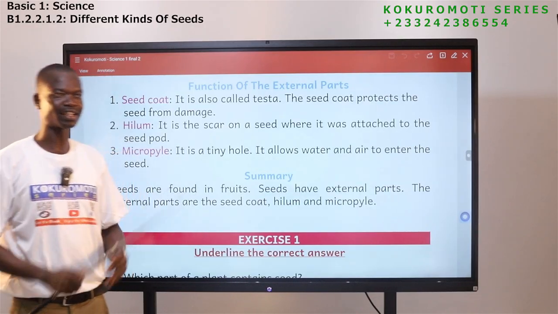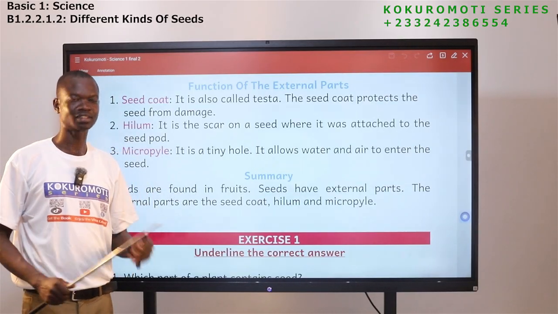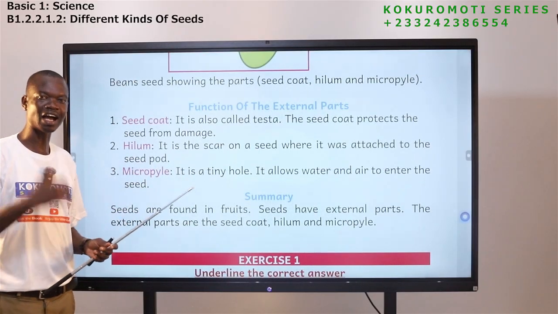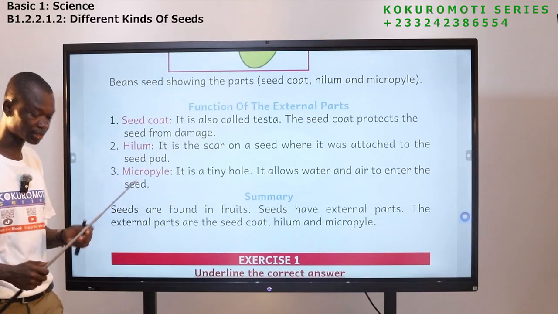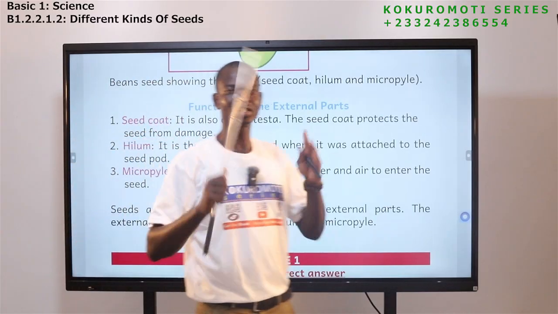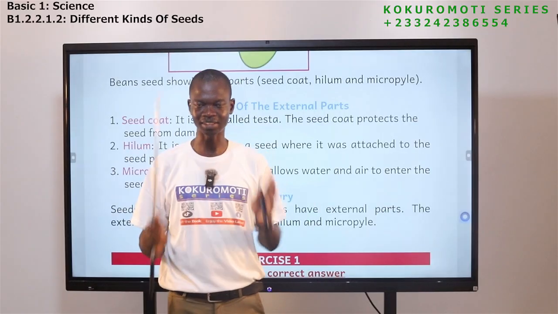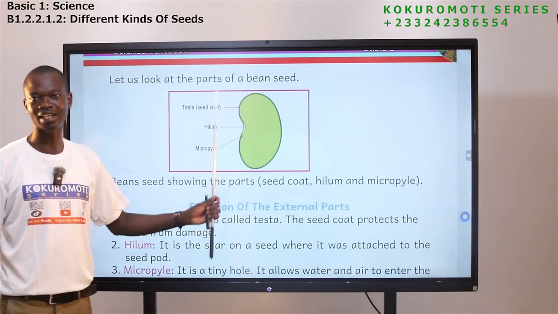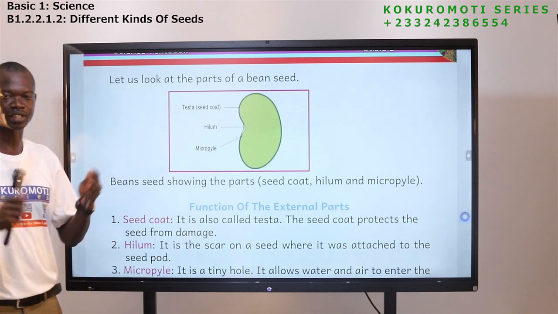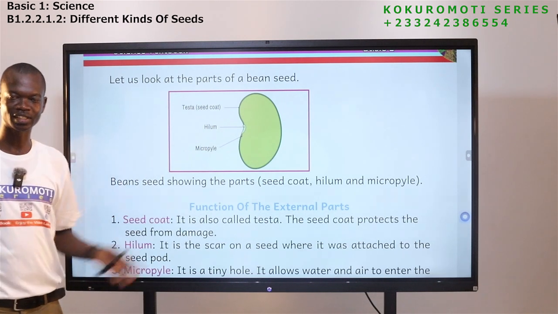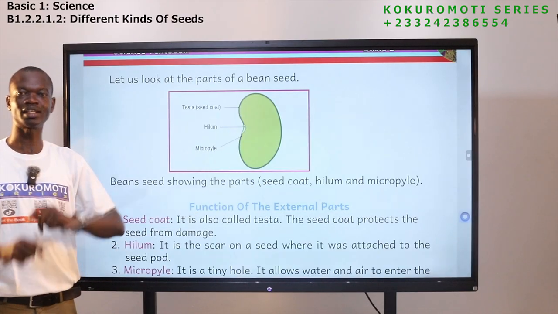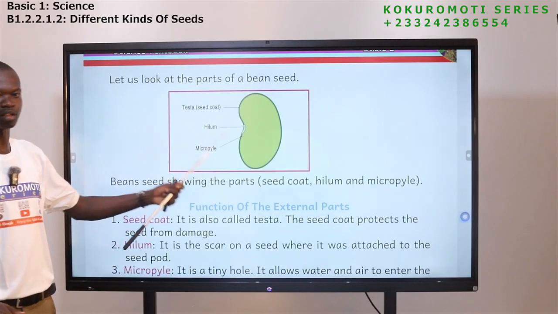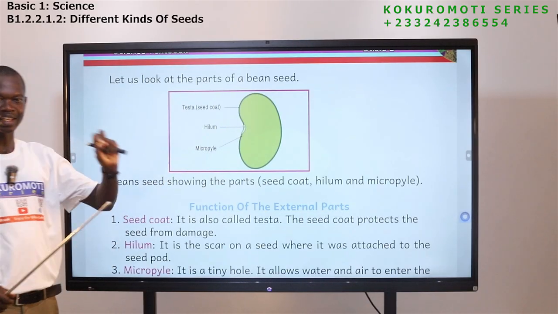We have seen that fruits are of different kinds, and seeds too are of different kinds. We have seen that seeds have different parts. There are 3 things that we have learned about a seed, so let's go back and look at them. Seeds have 3 parts. The one that covers it is the tester, or the seed coat. The one that was attached to the pod is the hilum. It looks like a scar.